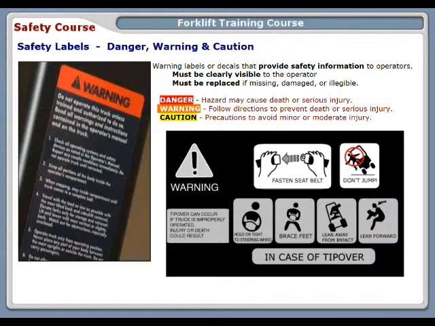As a forklift operator, you're required to read, understand, and comply with all safety labels. Warning labels or decals that provide safety information to operators must be clearly visible to the operator and must be replaced if missing, damaged, or illegible. Danger means hazard may cause death or serious injury. Warning means follow direction to prevent death or serious injury, and caution means precautions to avoid minor or moderate injury.